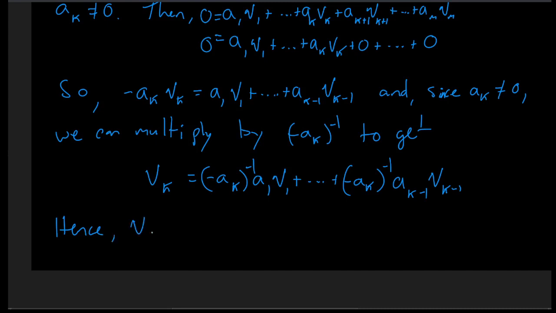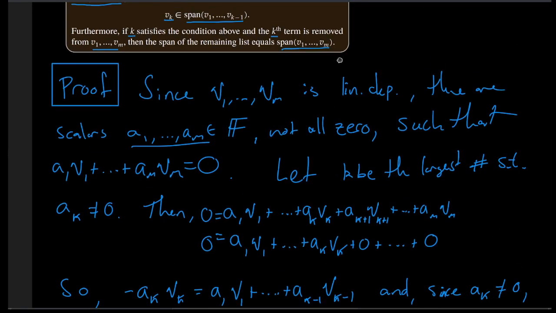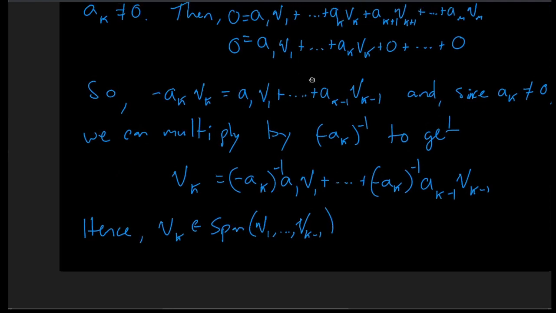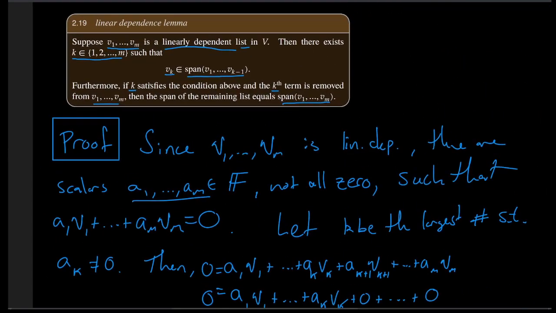Hence, vk, as we have just explicitly shown, is in the span of v1 all the way up through vk minus 1. Oh, look, that's the first thing we wanted to show. So if v1 through vm is a linearly independent list in V, there is some k such that vk is in the span of v1 through vk minus 1. We just showed that. Nice.